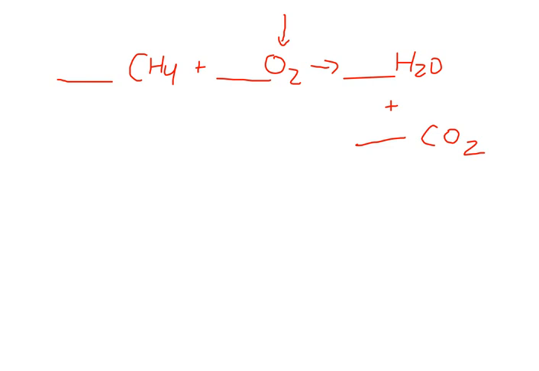Well, we need to put numbers in front because as we write this out, this is like CHHHH. This is OO. This is HHO. This is COO. And if I were to like count up what we have, yeah, there's 1 carbon here, there's 1 carbon there, that's fine.